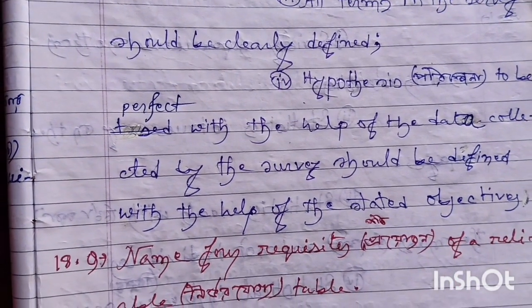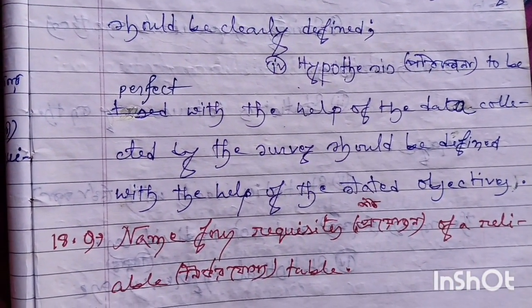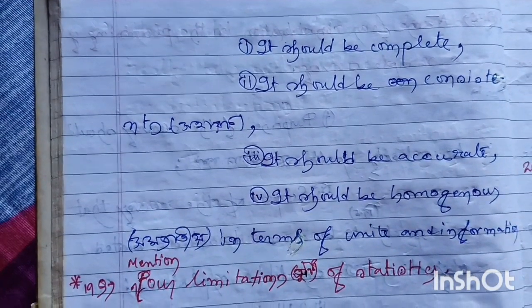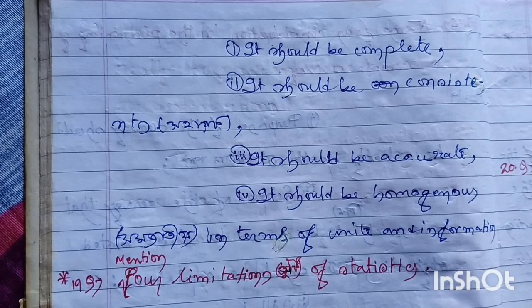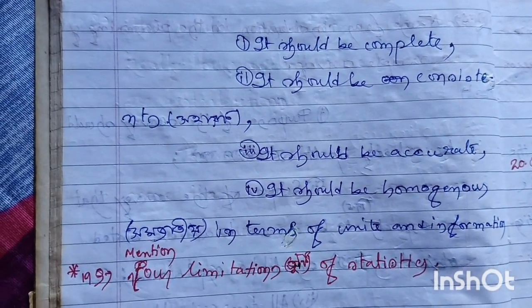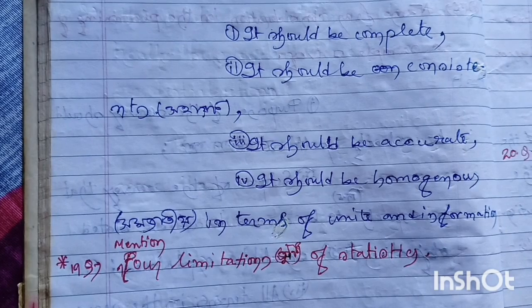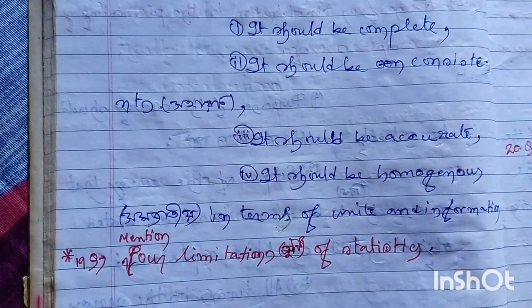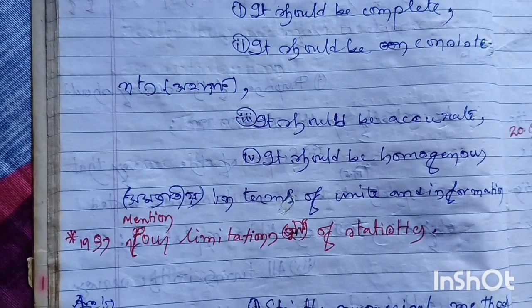tested with the help of the data collected by the survey should be defined with the help of the stated objectives. Question number 18. Name four requisites of a reliable table. It should be complete. Number 2. It should be consistent. Number 3. It should be accurate. Number 4. It should be homogeneous in terms of unit and information.